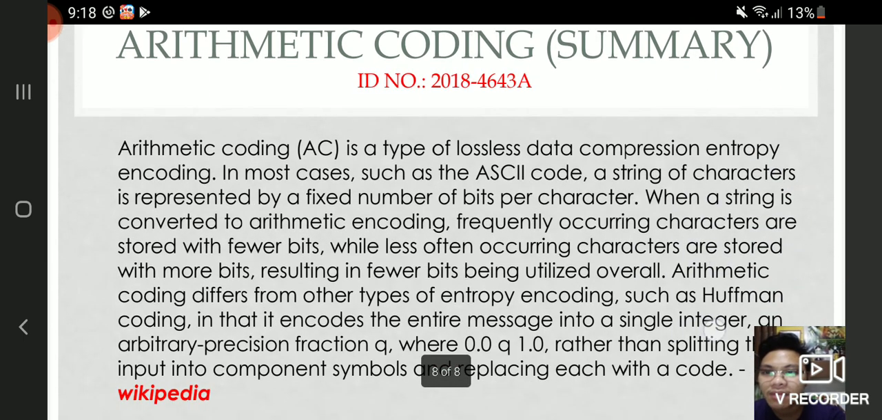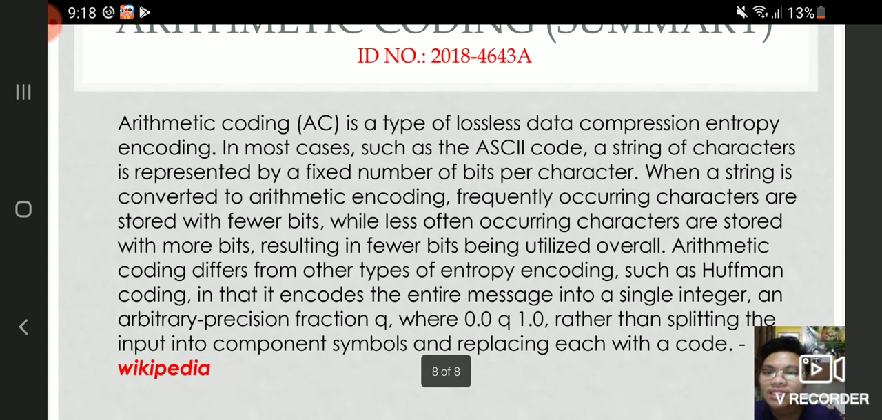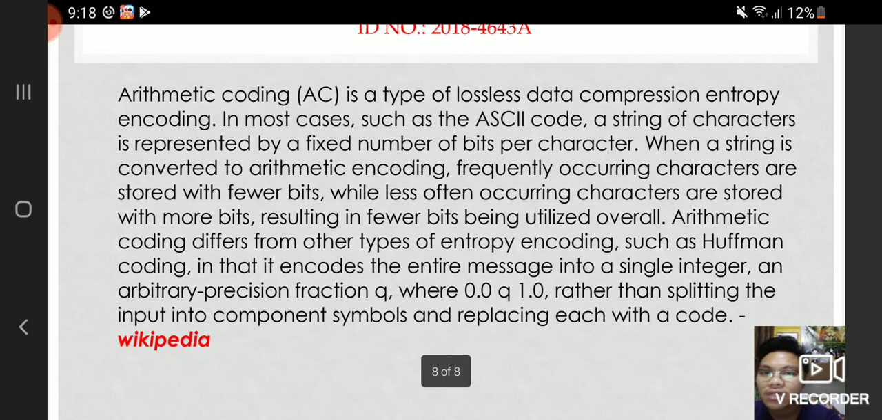Lastly is the summary. The arithmetic coding is a type of lossless data compression entropy encoding. In most cases, a string of characters is represented by a fixed number of bits per character. When a string is converted to arithmetic encoding, frequently occurring characters are stored with fewer bits, while less often occurring characters are stored with more bits, resulting in fewer bits being utilized.